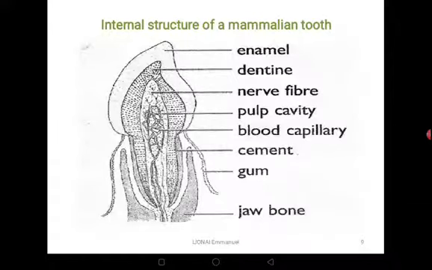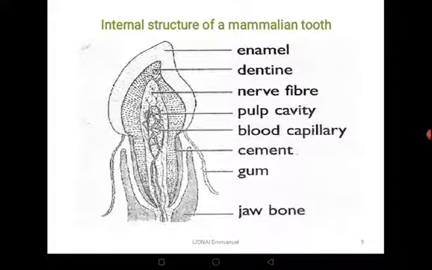Similarly, we have the mammalian tooth there, which happens to be the canine, and you can see the parts, the same arrangement, except the shape is different. The outside part is the enamel. It's also important to note that the enamel is the strongest substance in the mammalian body. It is stronger than the bone.